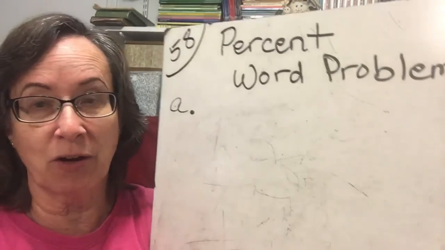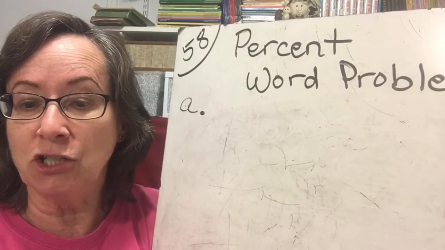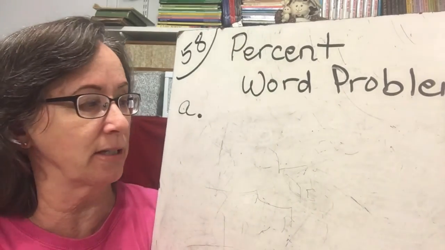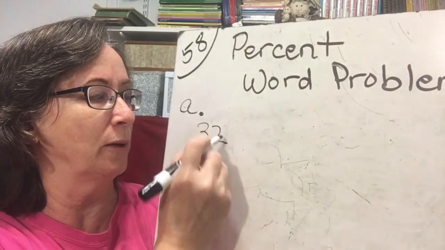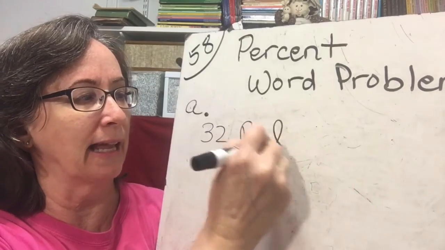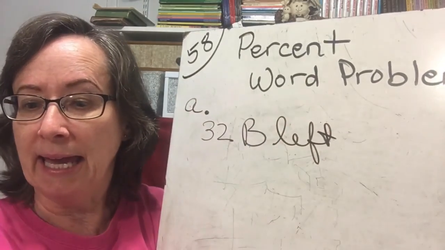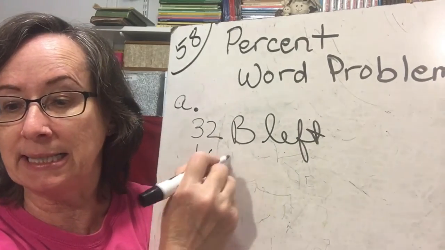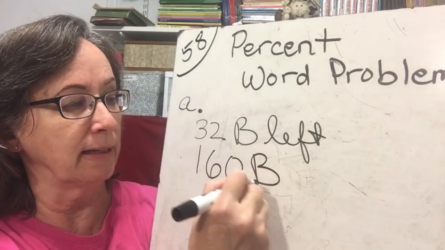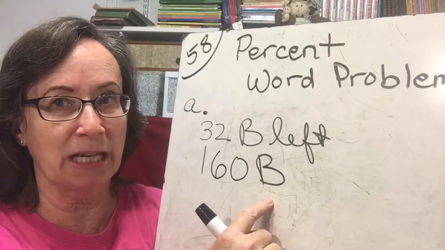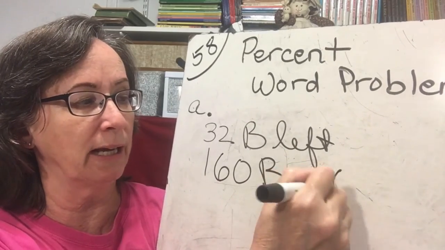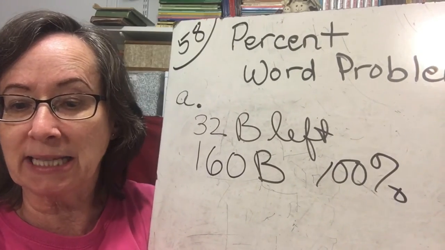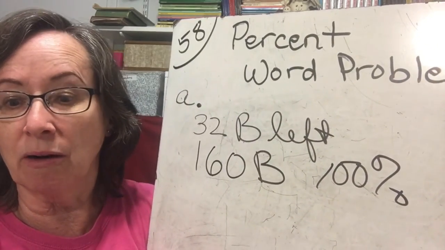All right, so we have Jane and Faye have 32 bagatelles left. If they began with 160 bagatelles, wouldn't 160 bagatelles be their 100%? It would be, wouldn't it? What percent of the original number remains?